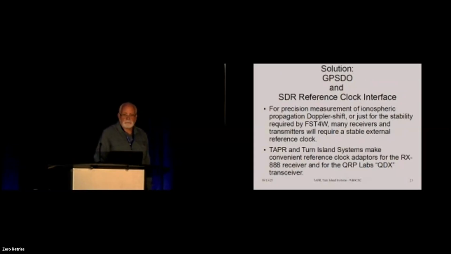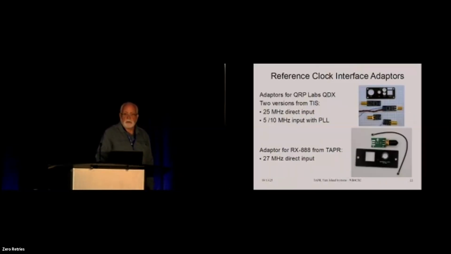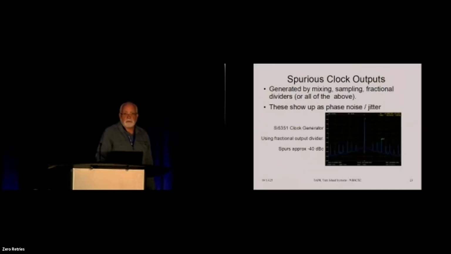And clock adapters using GPS disciplined oscillators, or some of your radio gear has got a GPS stabilized oscillator, and it might be good enough. It's not quite the same thing, but it's close. And these are the adapters that I provide. One of them has a little phase-lock loop on it, because if you only have a 10 megahertz input but you need a 25 megahertz output because that's what the QDX needs, it has a little phase-lock loop to multiply it up. Now, spurious clock output, yeah, that kind of shows up. Hope you can see it.